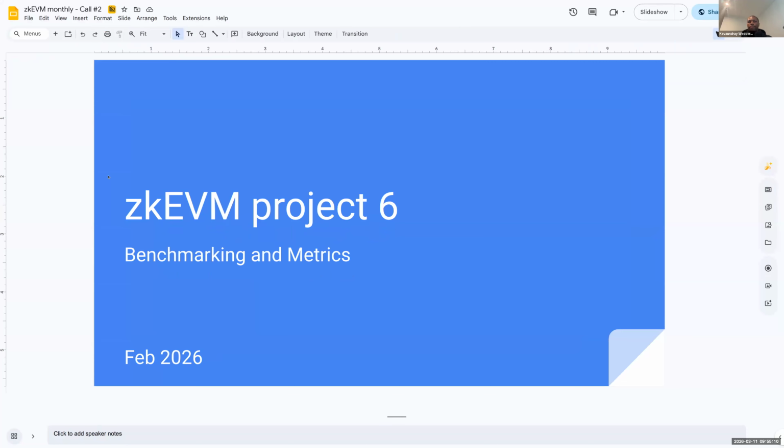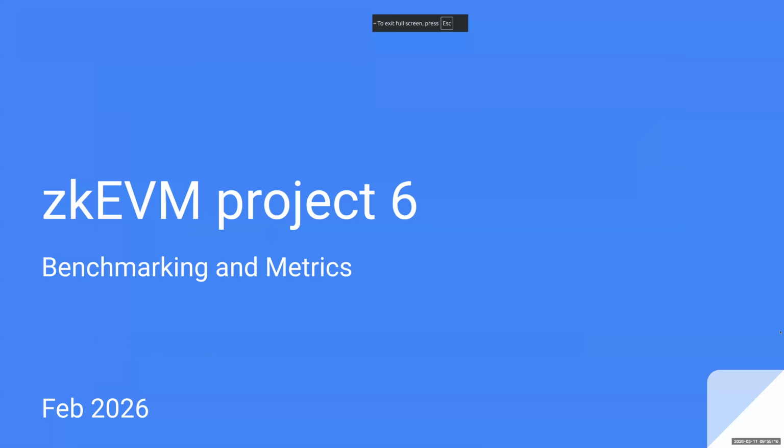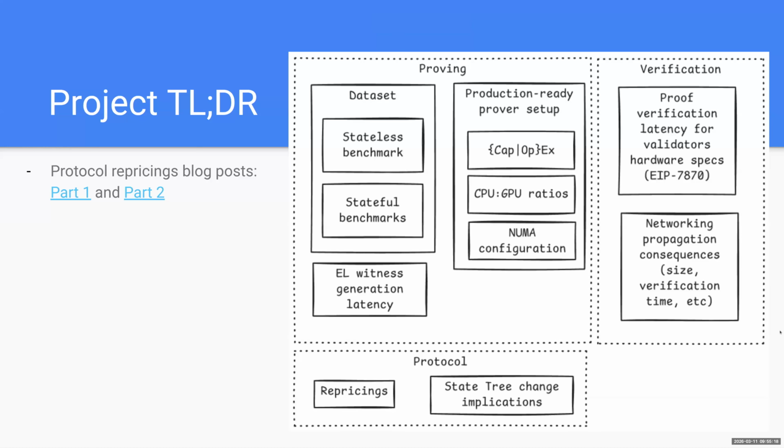Okay, cool. So regarding project number 6, I will go a bit fast because we don't have much time. Project number 6 is basically around benchmarking everything that is relevant that might have consequences for the protocol. So the most obvious one is proving stuff, how fast we can create the proofs, and if that's within the bounds that we have within the protocol.